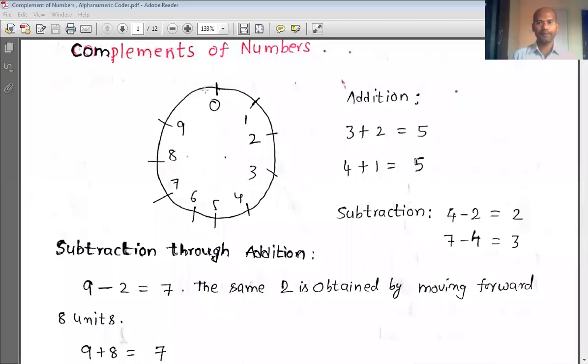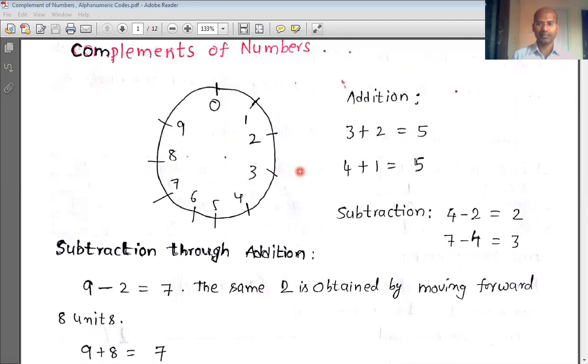So let's begin. The next topic is complements of numbers. Complements of numbers have certain significance. Now let's see what that is, and why complements of numbers evolved.